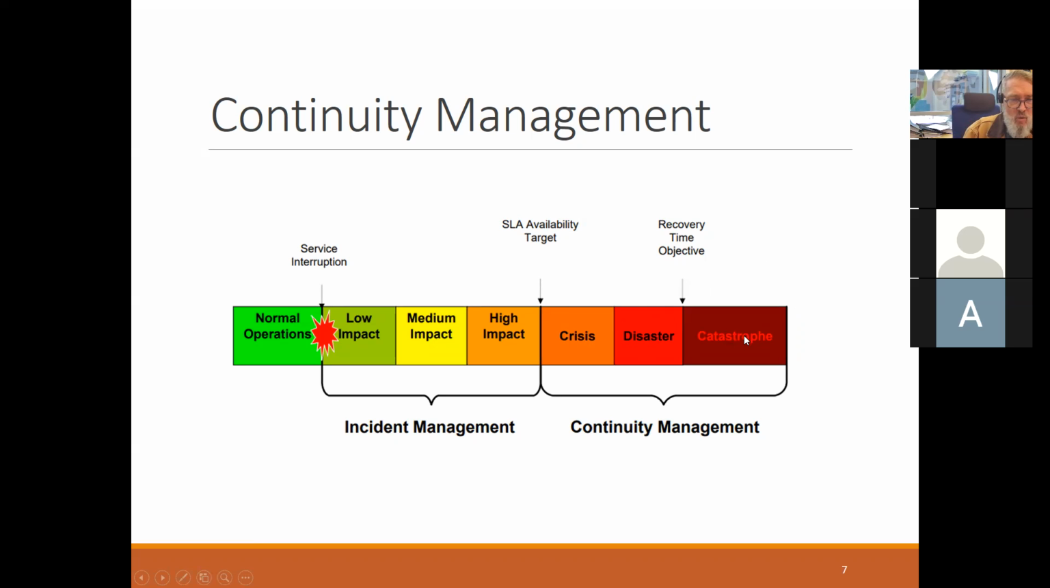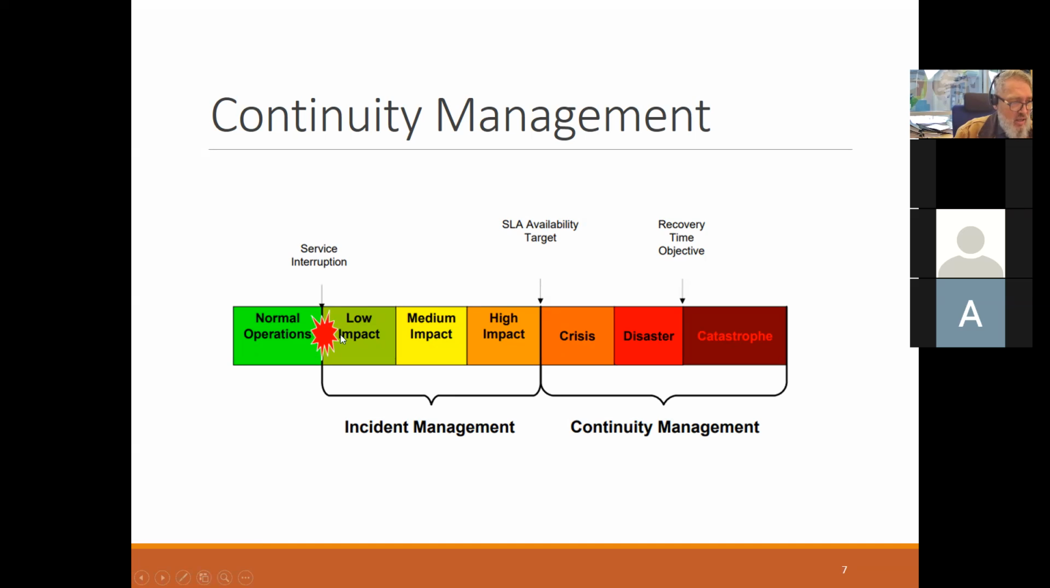If we have a crisis, a disaster, or a catastrophe, this really is an existential threat. It could be that we're not in business after that. And so that's the level of concern that we need to have for those things. And that's the level of detail that we have to have in our planning to make sure that we avoid those risks or manage those risks.